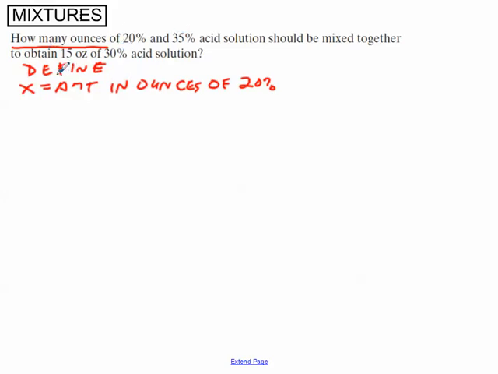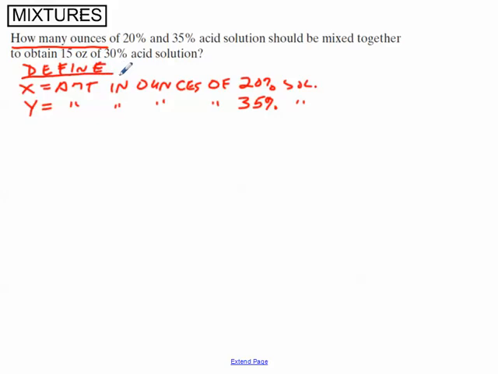So we need to know how much 20% solution we're going to get, because they told us the number of ounces we're going to get of 30% solution. Our y variable, and you could use a and b, or whatever, but x and y is what we've been commonly using, is the amount in ounces of 35% solution. I'll put solution up here. All right, so we've defined our variables.